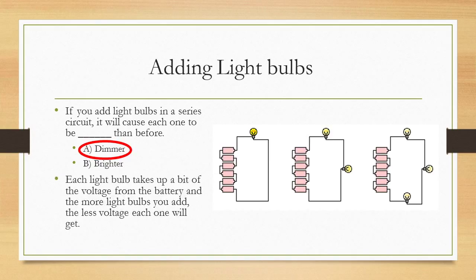And this is because each light bulb takes up a bit of the voltage from the battery, and the more light bulbs you add, the less voltage each one will get. So it's kind of like you have a set amount of candy that you're trying to share with your friends. So if you're trying to share equally, then each one will get less if you have more friends that come by. And then the less amount of people that you're trying to share with, the more candy each person will get. So that's the same principle that you can think of with voltage.